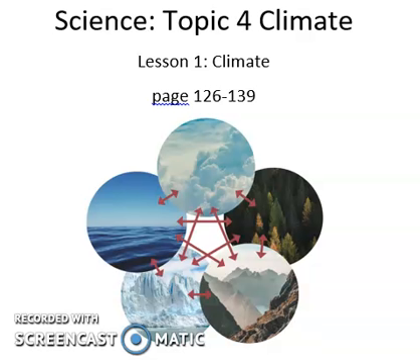Lands near the ocean have milder winters and cooler summers than lands in the middle of continents. This is because water changes temperature more slowly than land. In the winter, the ocean is warmer than the land. In summer, the ocean is cooler than the land.